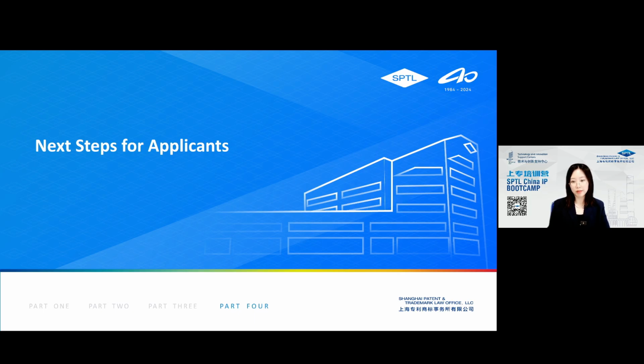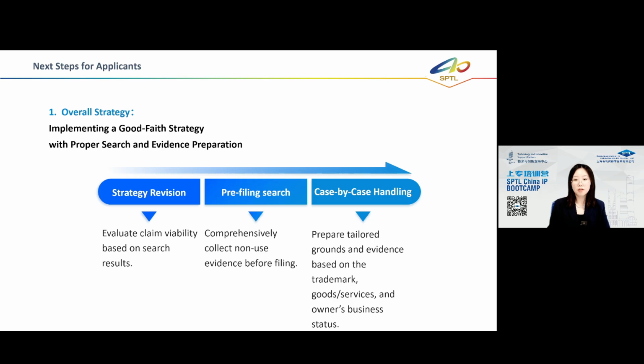In summary, applicants must ensure that their cancellation actions are based on genuine non-use concerns and comply fully with the good faith principle. Here is advice on next steps for applicants in non-use cancellation filings. Under current trends, as an overall strategy, applicants should adopt a good faith strategy supported by proper search and evidence preparation. This includes, first, applicants need to revise the internal strategy to evaluate whether to file cancellation based on search results. Second, applicants need to revise a strategy from simple filing to conducting pre-filing search. Third, it is advised to handle each cancellation case by case, rather than applying a one-size-fits-all approach.